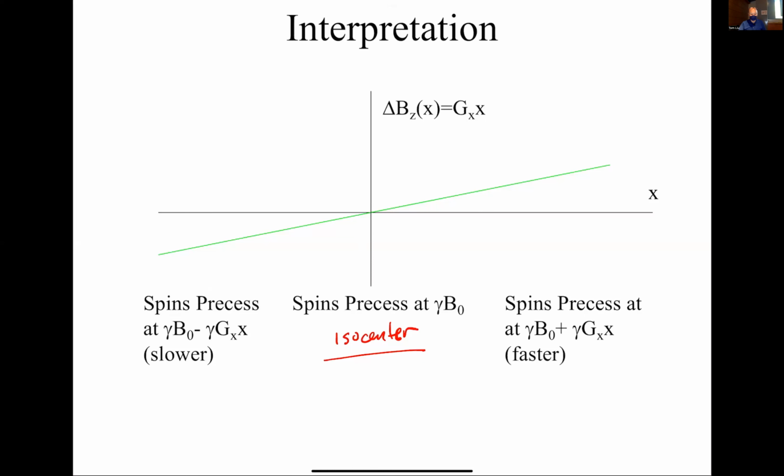That's isocenter. So spins at isocenter precess at gamma B naught. Spins here in the positive x direction precess at gamma B naught plus gamma times Gx x, because we've got this additional B field. So they're going to go faster, right? And spins here in the negative x direction precess at gamma B naught minus gamma Gx x. So they're going to go slower. And that's the key to MRI: just making spins go at different precession frequencies.